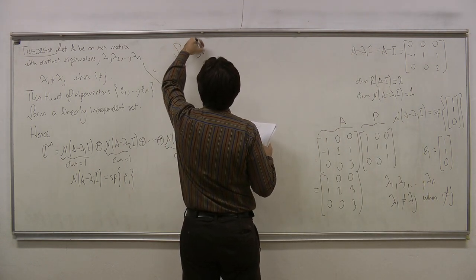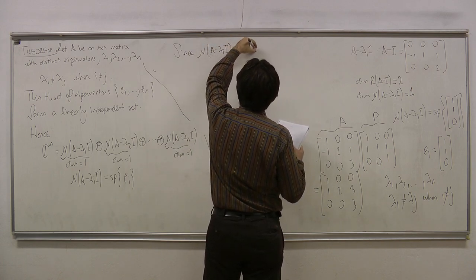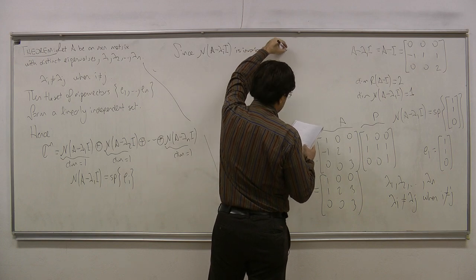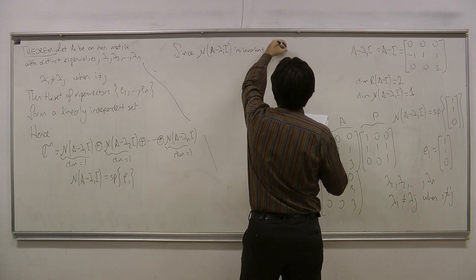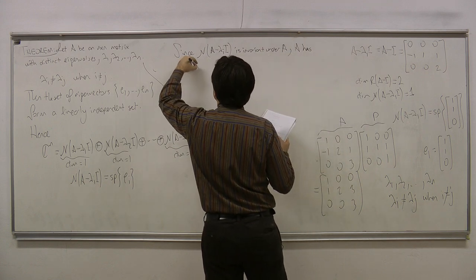Since the null space of A minus lambda i identity is invariant under A, A has a diagonal representation.